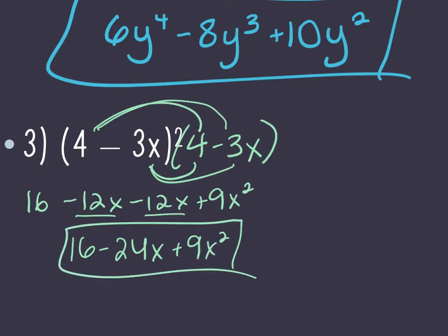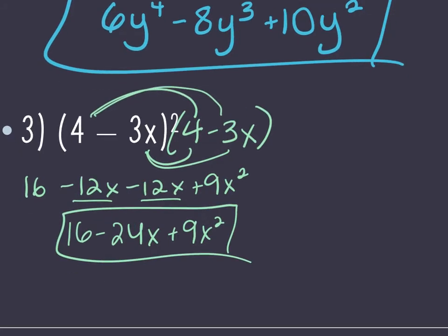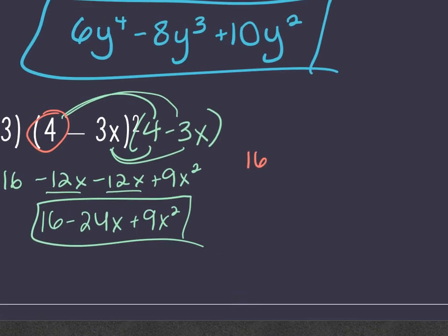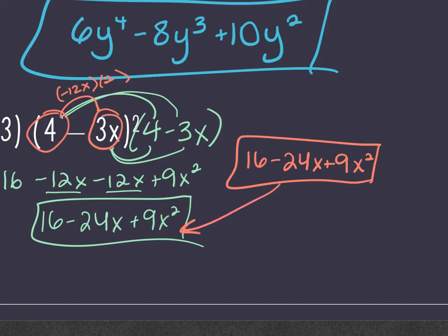So that's one way to do it, right? The shortcut with the squares is to square the first term. So I'm going to take 4, square it, I get 16. Square the last term, which is 3x. 3x squared would be 9x squared. And then double the product. The product is negative 12x. Multiply that times 2, and I get minus 24x plus 9x squared. So I get the same answer either way.